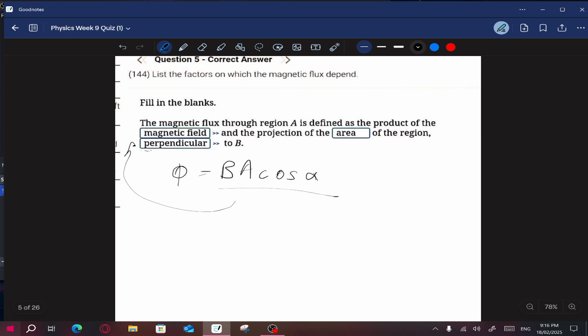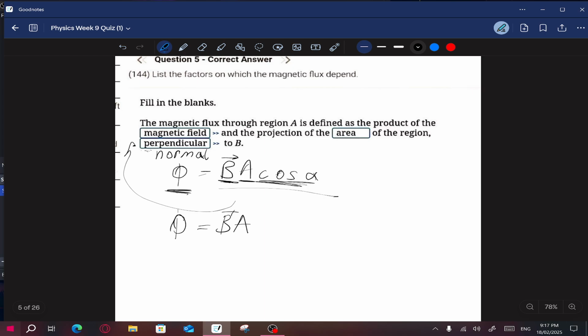Okay, now, we're just going to interpret this into this. The magnetic flux, phi, is defined as the product of the magnetic field, B, which is a vector, but you should know that, and the projection of the area, A, of the region perpendicular to B. This is where the cosine alpha kicks in. You can also write normal, and this is an accepted answer, by the way. They are both the same thing. Because if it is normal, it would just be BA.